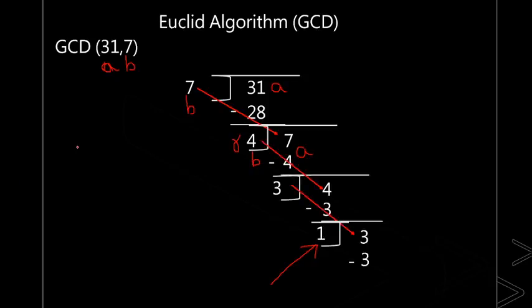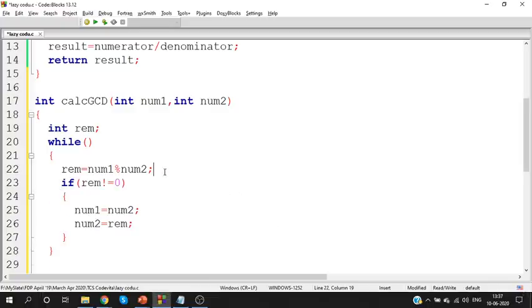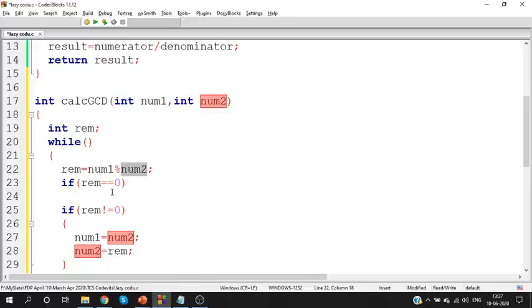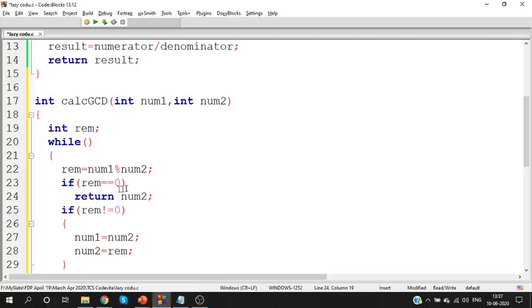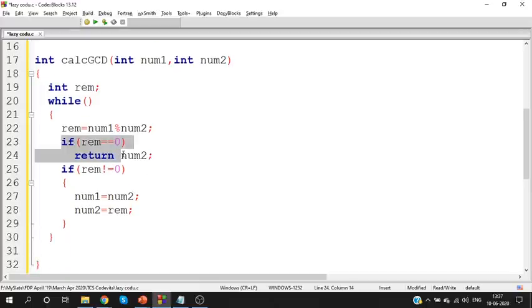When should you stop? When the remainder becomes 0. When the remainder becomes 0, whatever is the divisor, that will be your GCD. So check whether the remainder is 0. If your remainder is 0, which one is the divisor? Num2 is the divisor. That will be your GCD. So what should you do with the GCD? Just return it to the main function. So return num2. That's it. If your remainder is 0, divisor is your GCD. If it is non-zero, change the values and repeat the same operation.